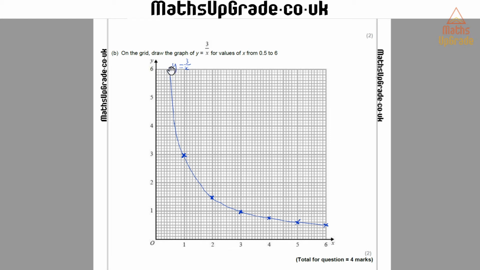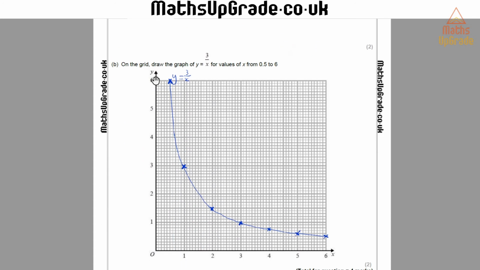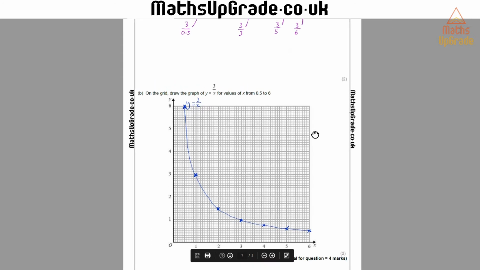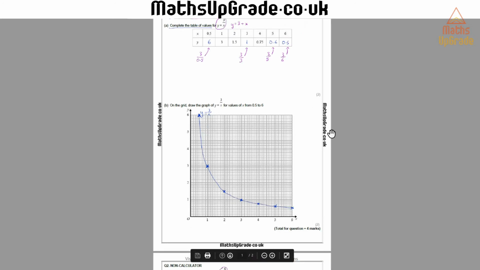Small cross drawn with a sharp pencil. And do that for each one here, and it should form a nice smooth curve. Join that with a nice sharp pencil again, and then that's your graph. Just label it up as well, and that's your 4 marks for the whole question.